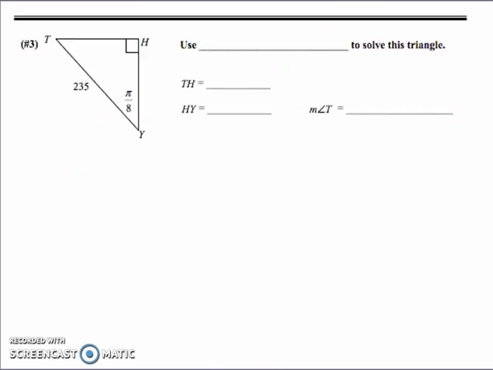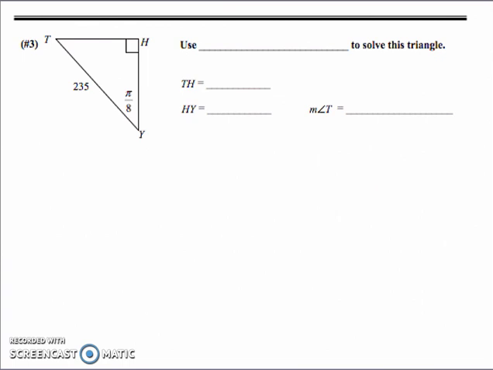In the next example, we're given a picture of the triangle. This time we know our hypotenuse has a length of 235, and we are given an angle. This time it's in radians, right? And we know that that angle is pi over 8.